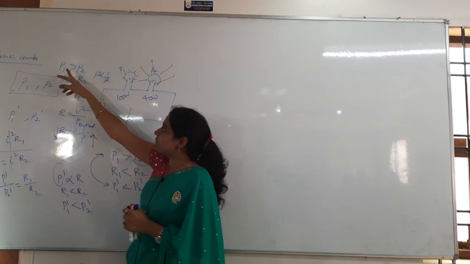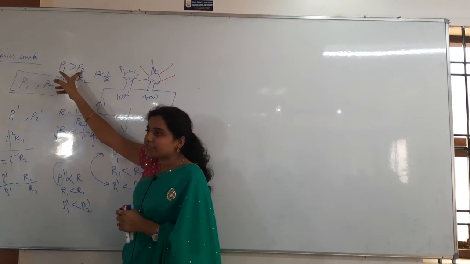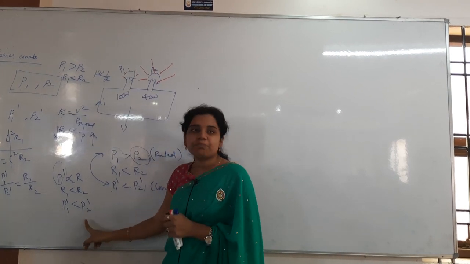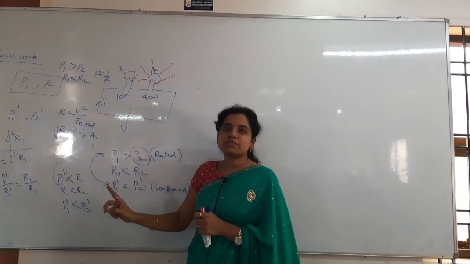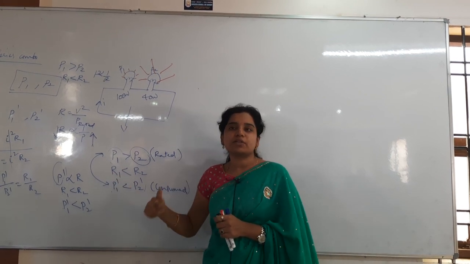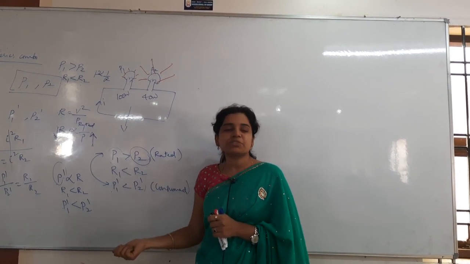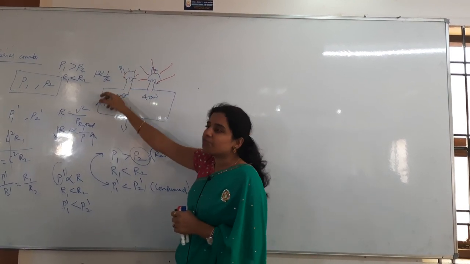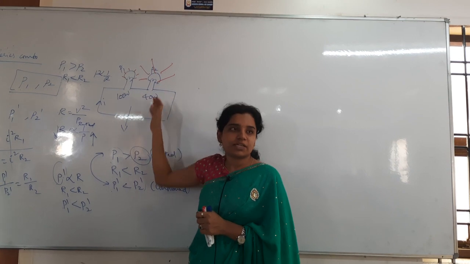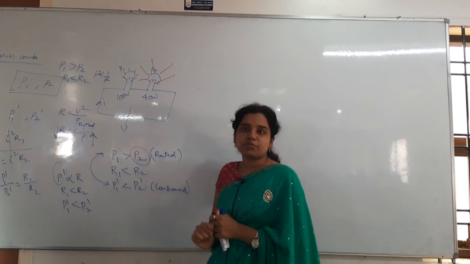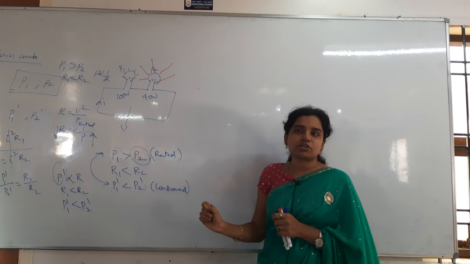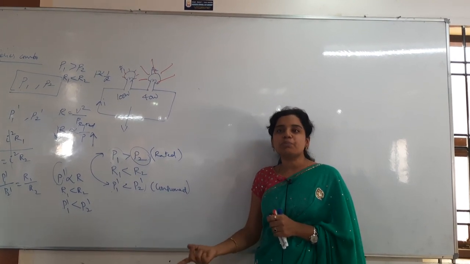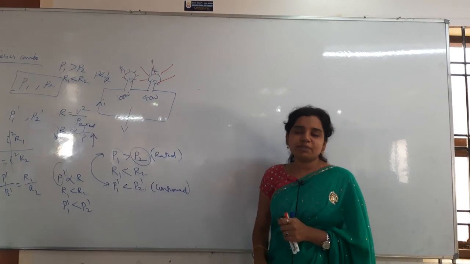Now I will write everything together here. P1 greater than P2, hence R1 less than R2, and hence P1 dash is less than P2 dash. Nothing but the first one will consume less power as compared to the second one. Less power consumption means less brightness. So the first one will not give that much brightness as compared to the second one. Clear, right? Everything you understand? So in series combination, what is the conclusion? In series combination, the bulb with less wattage gives more brightness. Clear? In parallel it will be reverse.